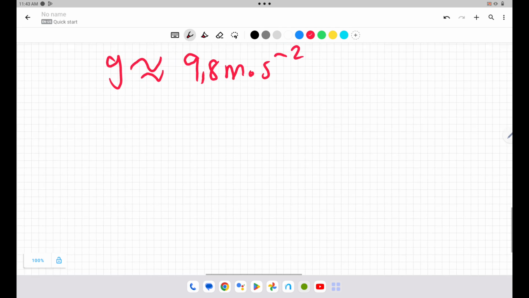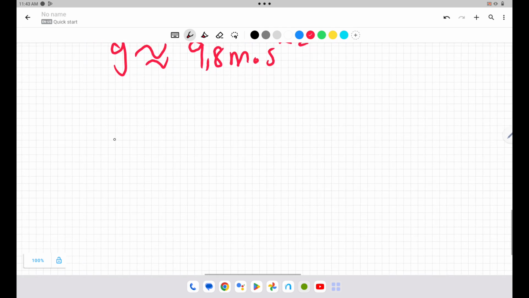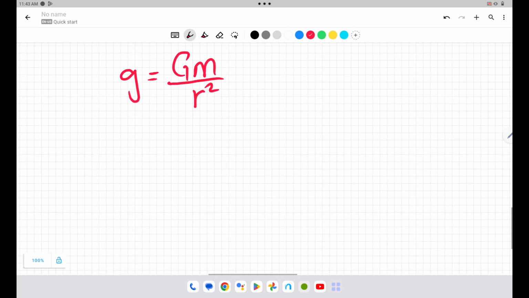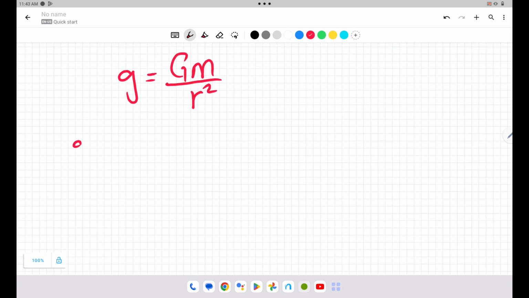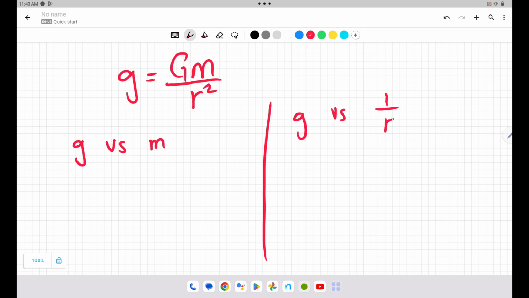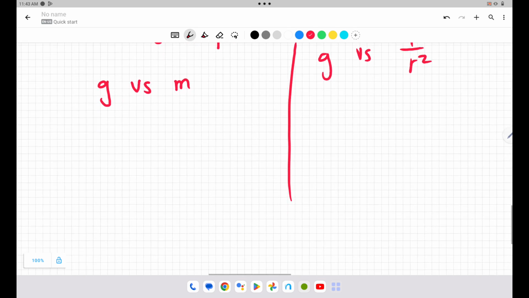So if we come back to the equation of g, we are saying that g is equal to GM, this is the mass of the planet, divided by r, the distance from the center of the planet to the point of interest, all squared. So from this equation, we can plot a graph of g versus m. We can plot a graph of g versus 1 over r squared. I'm going to leave you to plot g versus r squared for yourself.